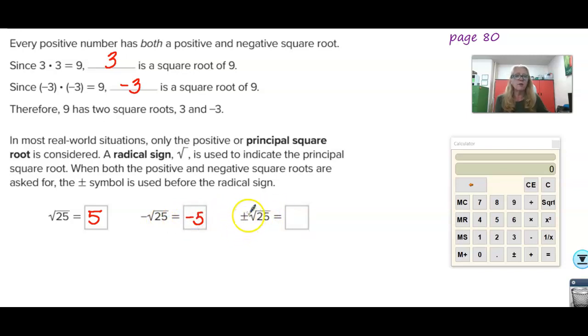Here, this means I want both square roots. So the answer would be positive or negative 5. That sign there is a plus sign and a minus sign together. That's what that is.